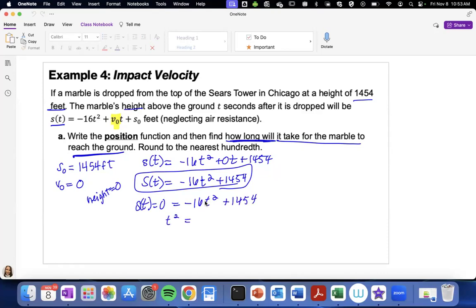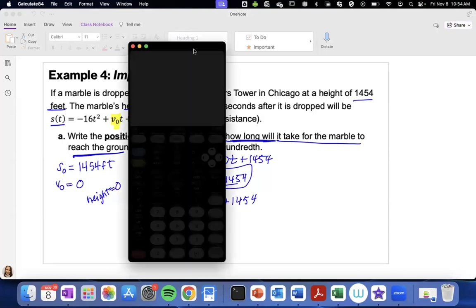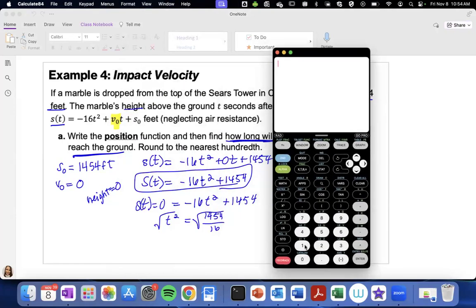t squared is going to be 1454 divided by 16, and then it's going to be the square root of all that. Get that calculator out. Negative over negative becomes positive. So we do 1454 divided by 16, and then we do the square root. We could do plus or minus square root, but because it's time, we're going to keep it positive. I'm going to use second answer to get that whole decimal in so I don't have to retype it, although my calculator is being laggy. All right, so 9.53.